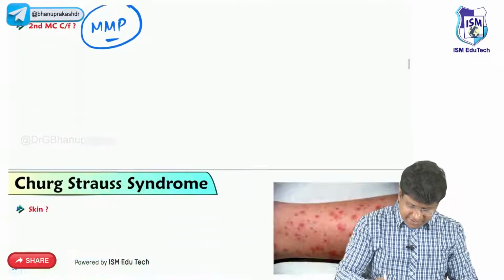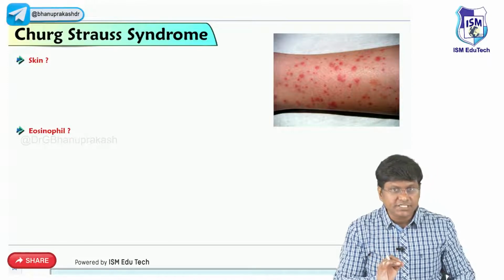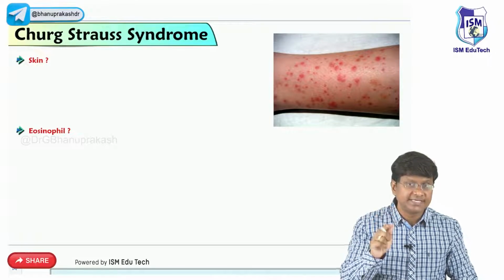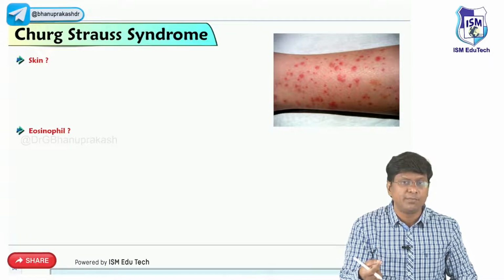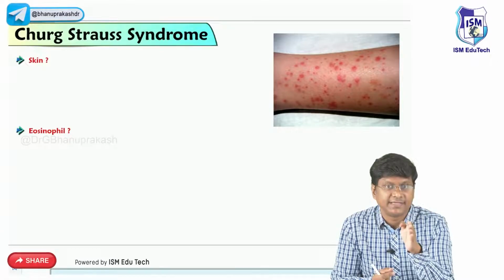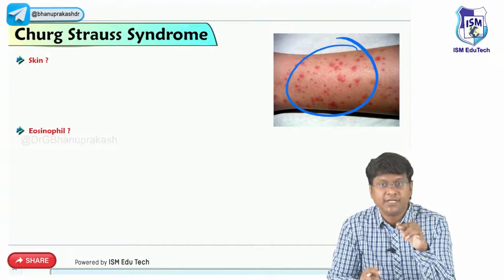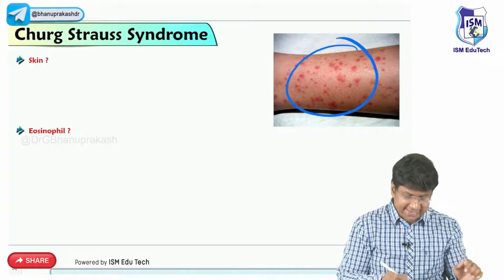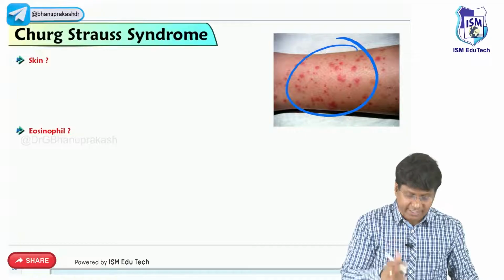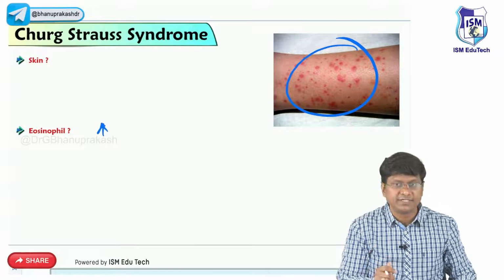Then you should be very much aware of what the skin involvement will be in patients with Churg-Strauss syndrome. It is a form of small vessel vasculitis. Now, the skin involvement in these patients will be in the form of purpura. Then, if you take the eosinophil levels, there will be peripheral eosinophilia. So the eosinophil numbers are elevated.